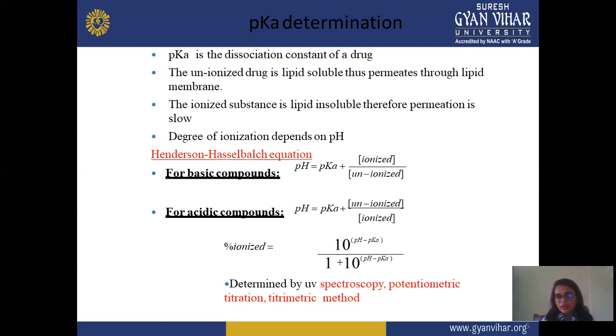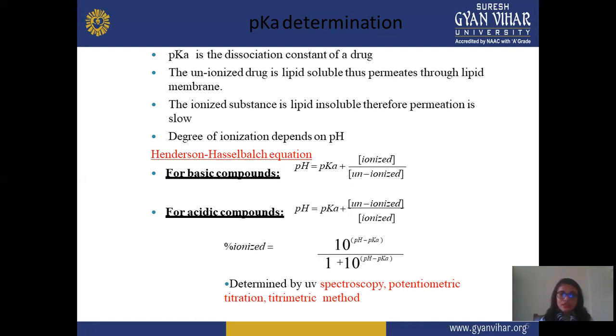pH is also important, and you calculate this pH according to the type of compound, maybe a basic compound or maybe an acidic compound. Both have different equations. For both basic and acidic compounds, you use the Henderson-Hasselbalch equation. For basic, the formula is pH equals pKa plus log ionized divided by unionized. For an acidic compound, it's just the opposite: pH equals pKa plus log unionized divided by ionized.